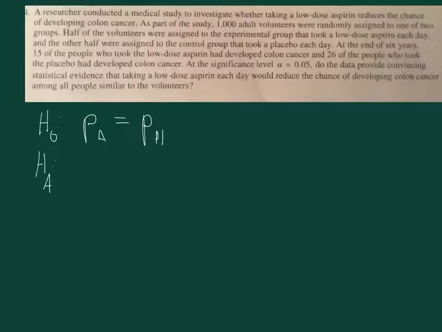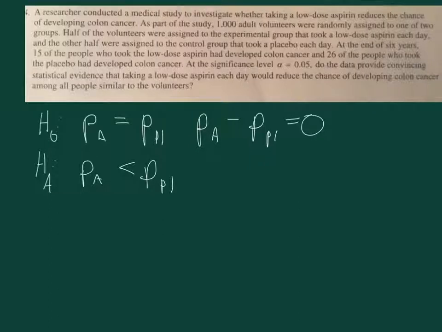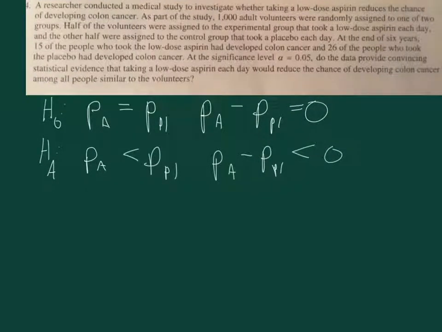And remember, when we're doing it like this, I'm going to go P aspirin minus P placebo equals 0. Let's move it over. And then I'm testing to see if P aspirin, does taking a low-dose aspirin each day reduce? So I want to find out, is this less than P placebo? All right, so I got my hypotheses written. Oh, I'm going to rewrite it. PA minus PPL less than 0. All right, I've got my hypotheses written, and now I need to verify my conditions.